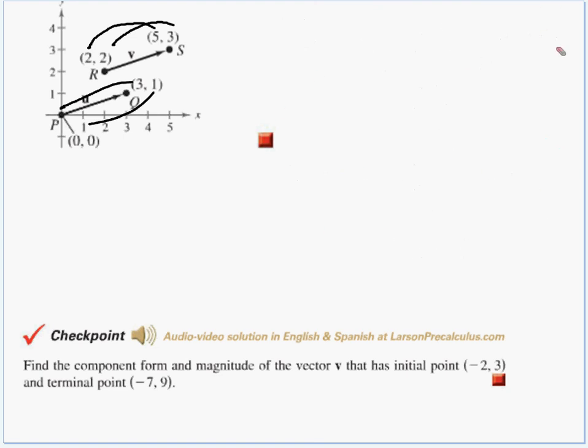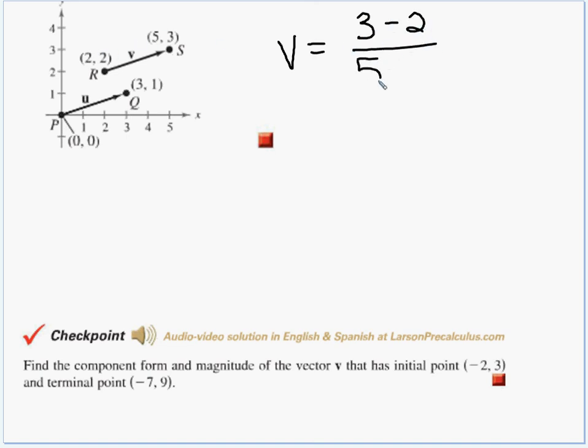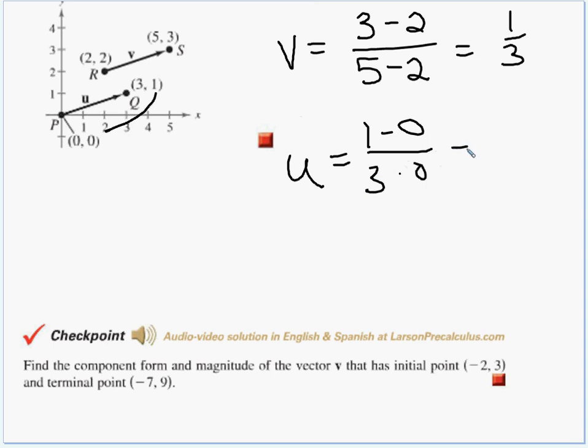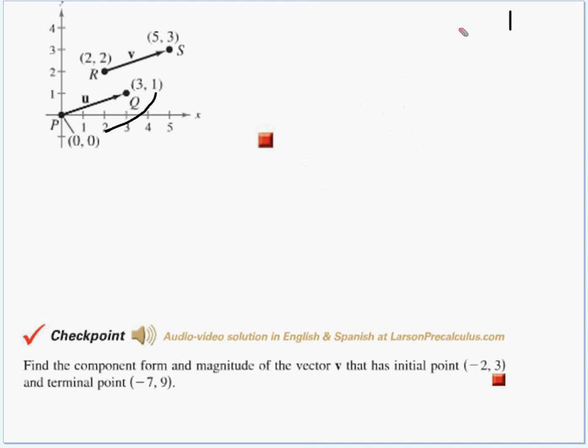Let's check the slopes. Slope for v, up top: the change in y is 3 minus 2 over the x's, 5 minus 2. So that'll be a 1 upstairs and a 3 downstairs. For u, our change in y is 1 minus 0. In the denominator, the x change is 3 minus 0, so that's also 1/3. Slopes are the same, or directions are the same, and the magnitudes are the same also. So those vectors are equivalent.